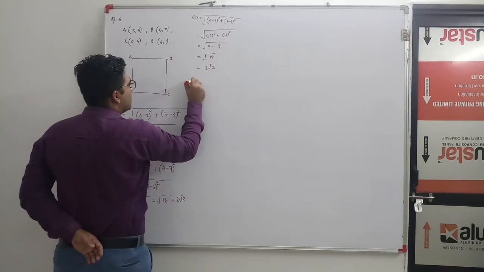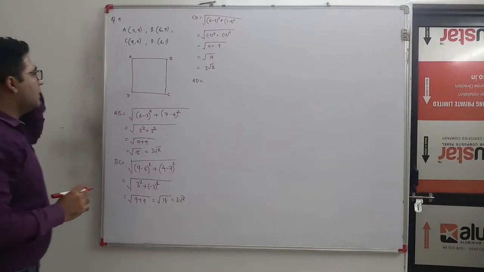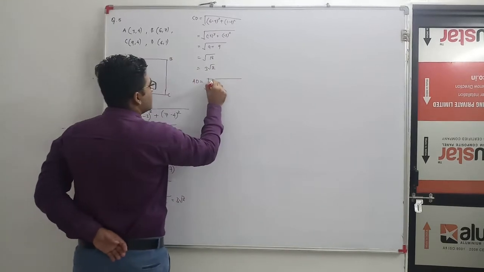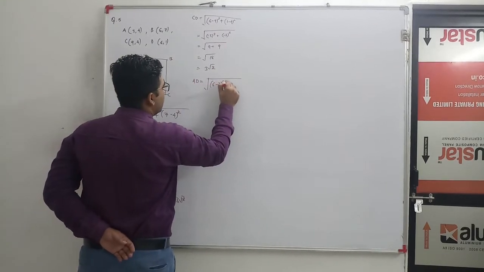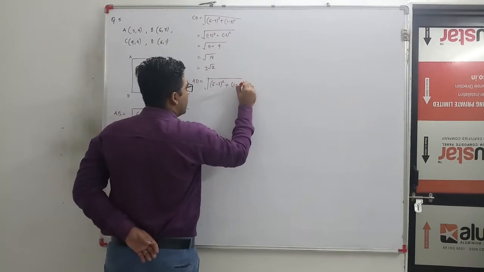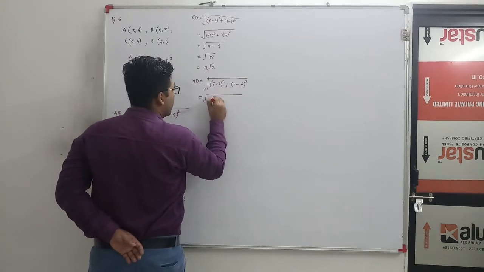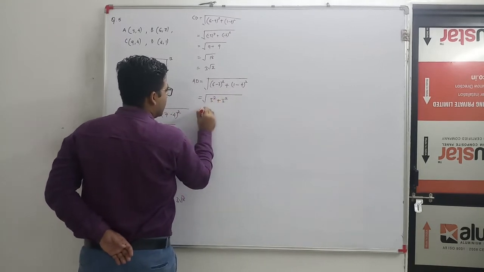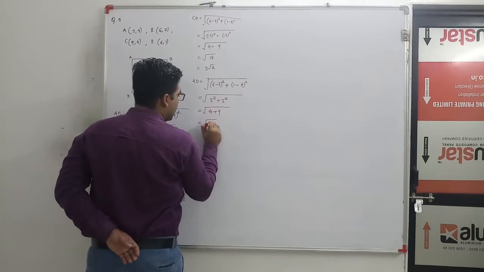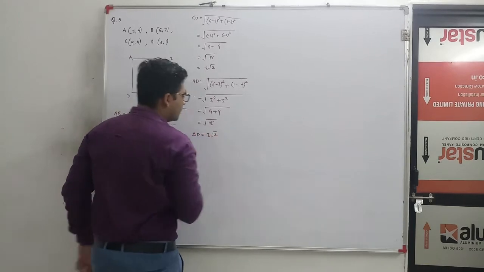Now after that, AD. For AD, x2 minus x1 whole square means (6 minus 3) whole square, plus next y2 minus y1 whole square, so (1 minus 4) whole square. This becomes 3 square plus 3 square, so this one is 9 plus 9. So our answer is 18. So AD is equal to 3 root 2.